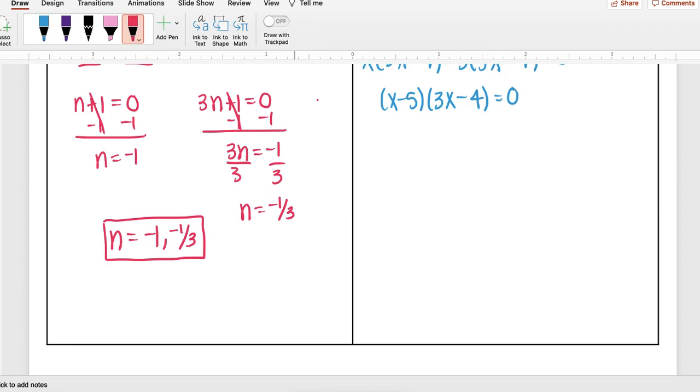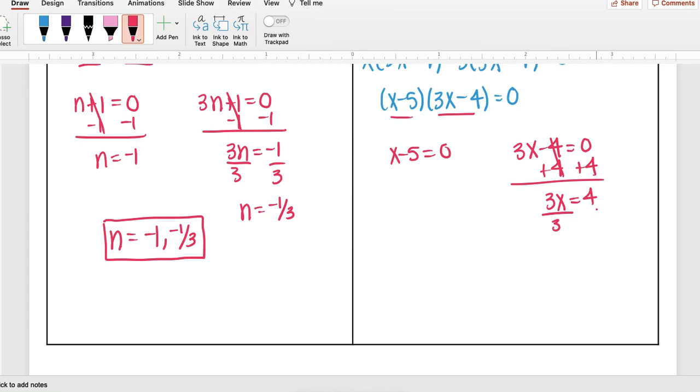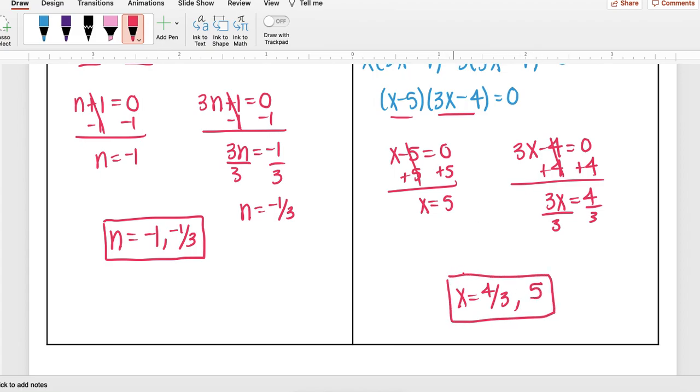And now for my last step, I want to set each of these equal to 0 and solve both equations. And those are my two answers.